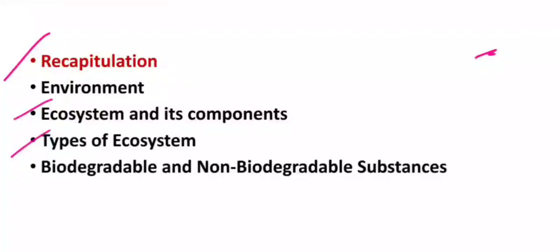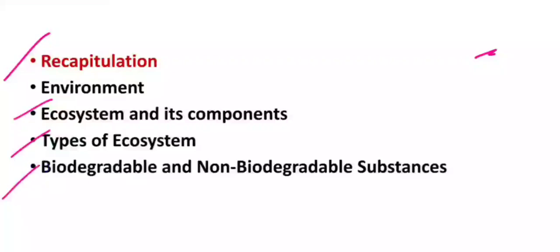Then we have done types of ecosystem, in which we have done natural and artificial ecosystems. A natural ecosystem is created naturally by nature, and a man-made or artificial ecosystem is created by man. An example of a natural ecosystem is the forest ecosystem, whereas a man-made ecosystem is an aquarium or a garden maintained by people of a society, that is the artificial ecosystem.